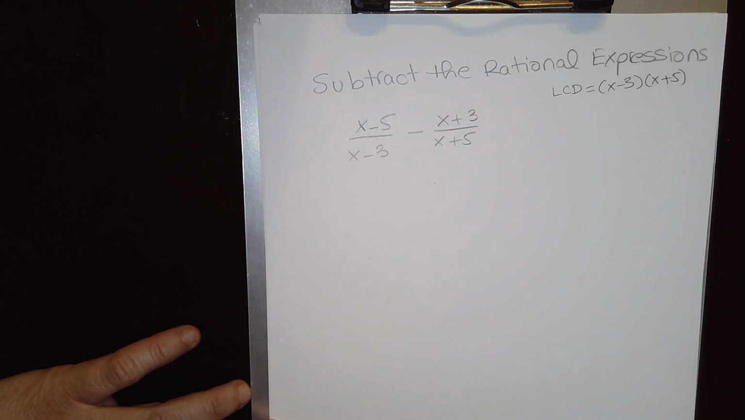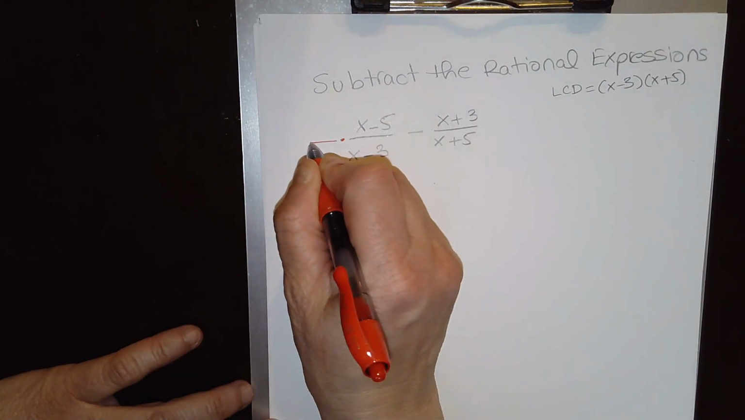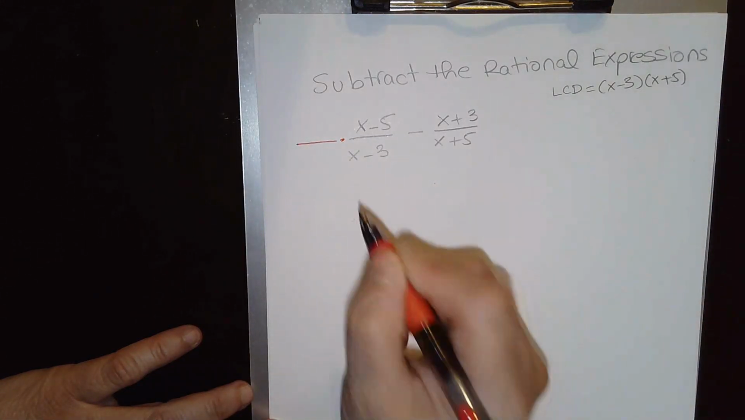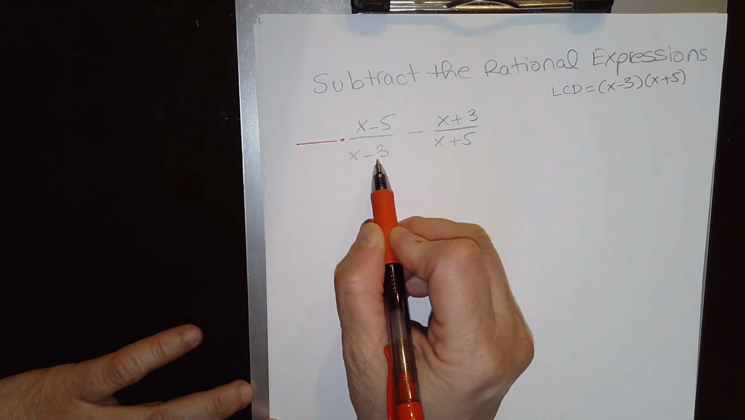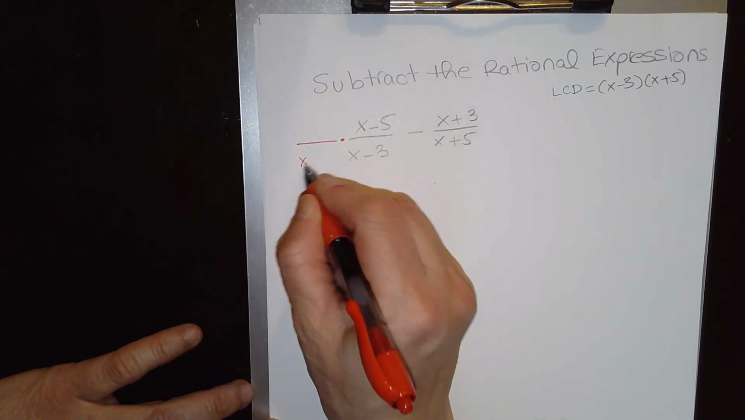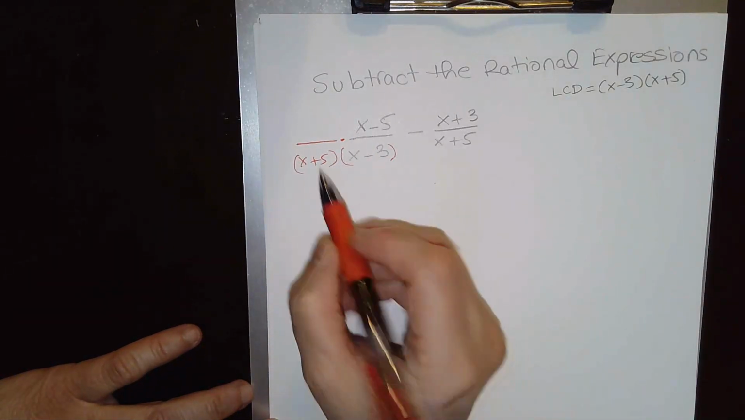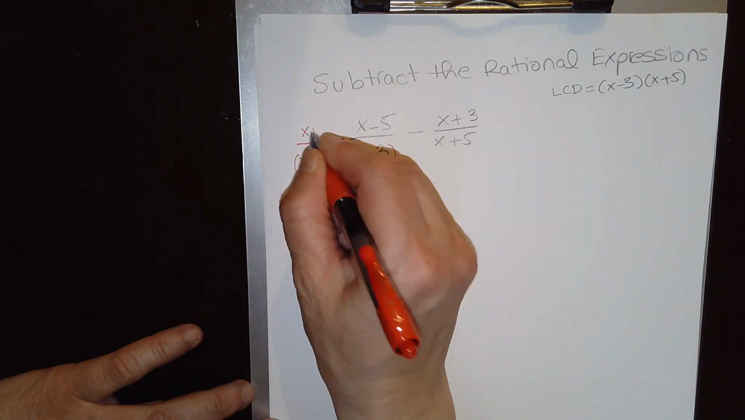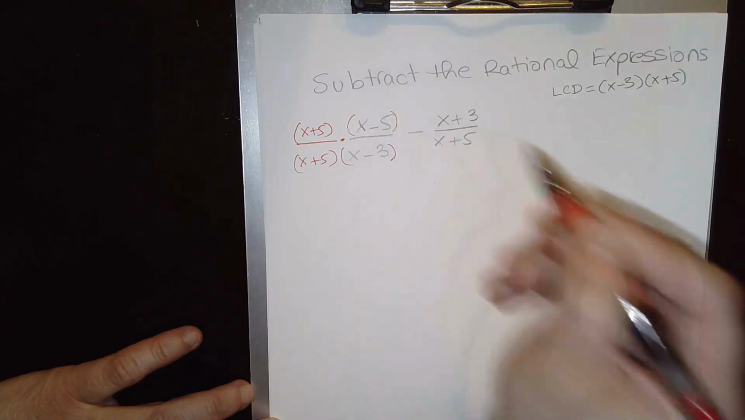Now we need to change each fraction, or each rational expression, into an equivalent expression that has the LCD in the denominator. So I have x minus 3 in the denominator. I have to multiply by x plus 5 to get the LCD. Now remember, whatever I multiply in the denominator, I have to multiply in the numerator. So it would be best to just use parentheses here.